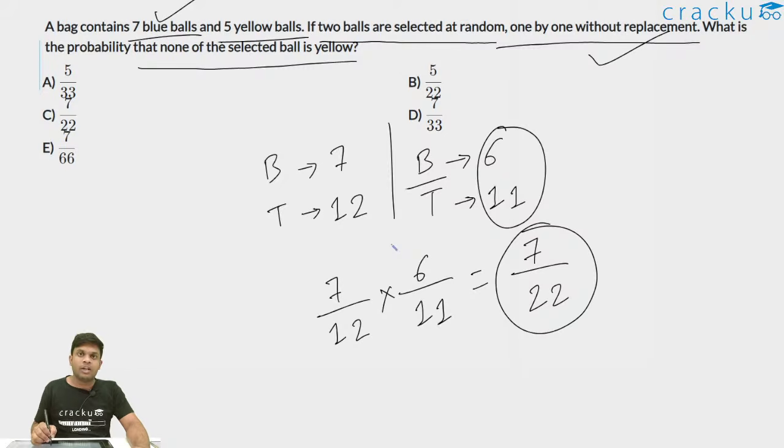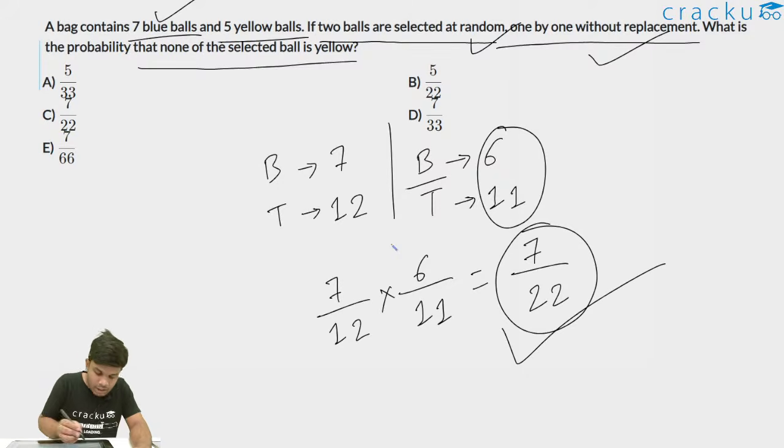So 7 by 22 is the probability when you are taking two balls out randomly, one by one, without replacement. So the probability that you will get blue balls is 7 by 22. So the answer is option number C.